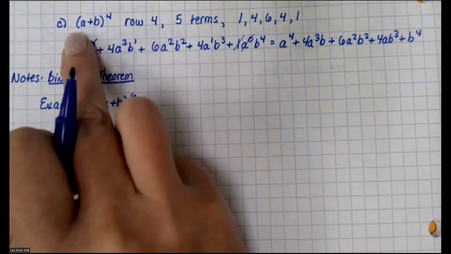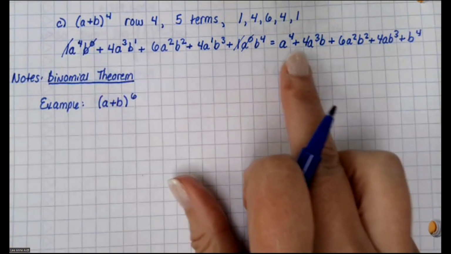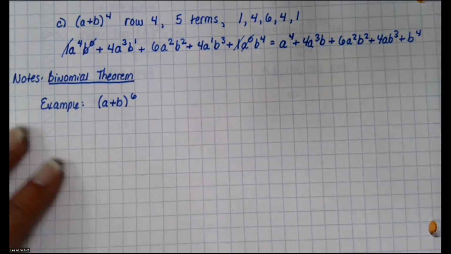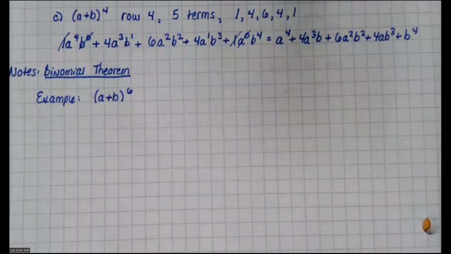So I just expanded a binomial using Pascal's triangle and not using boxes. Okay, we have one more problem. A plus b to the 6th. It's going to be a bit tedious.